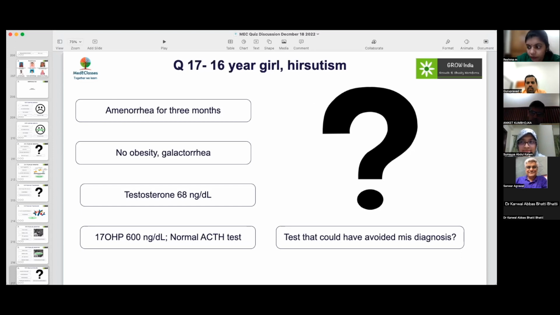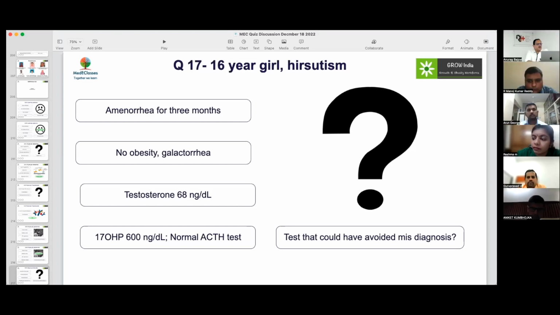So the right answer is progesterone. Absolutely right. So 10 marks will go to Dr. Arun for that. The last question in this one would be going to Dr.